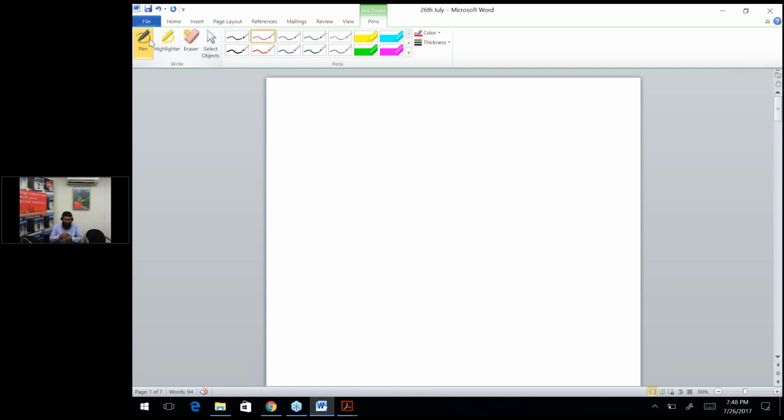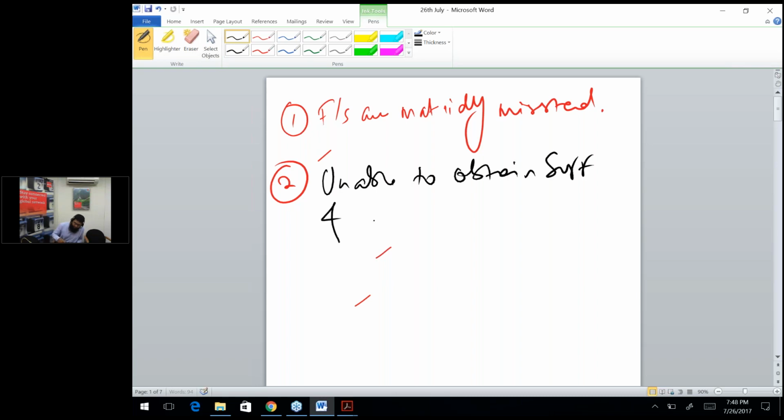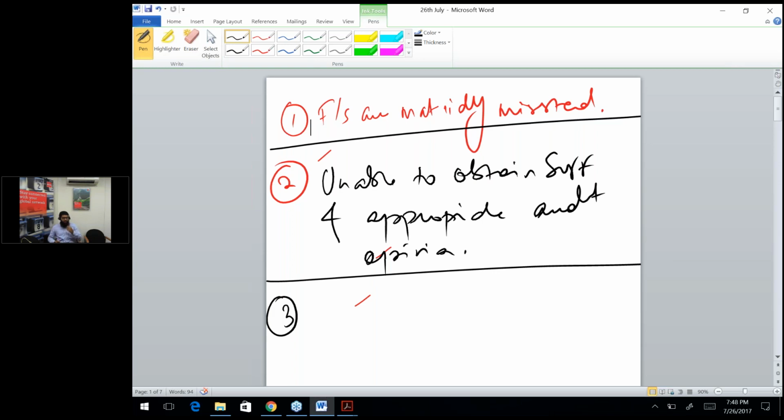The reasons for giving such modifications could be that the financial statements are materially misstated, and the other reason could be that we are unable to obtain sufficient and appropriate audit evidence. So that's number two. Financial statements are materially misstated, or unable to obtain sufficient and appropriate audit evidence. These are the two things on the basis of which we modify the opinion. Now let's move further and discuss further.